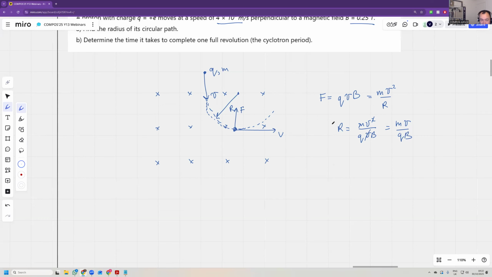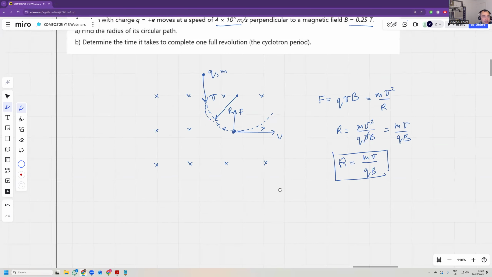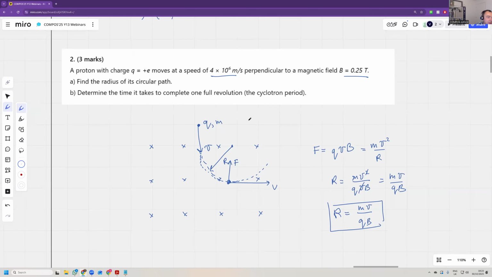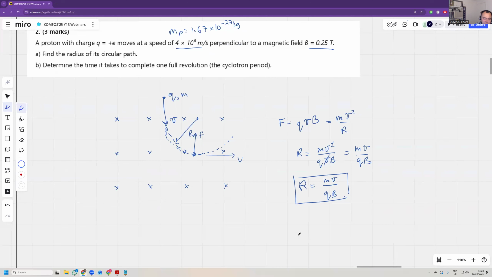So the radius of the path is equal to the momentum of the particle divided by Q times B. That's very useful. We need the mass of the proton. We know that the mass of the proton is 1.67 times 10 to the minus 27 kilograms. And we can calculate the radius.